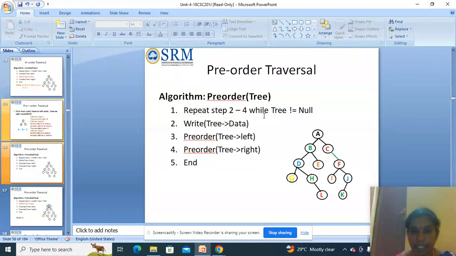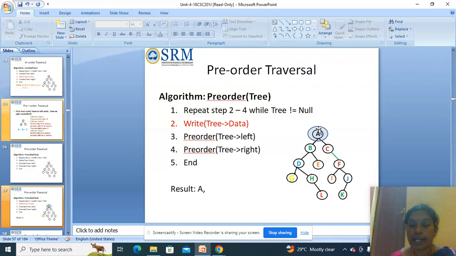First, as usual, check whether the tree is equal to null or not. Then we print the node first, so we write the tree data. Then we do the pre-order traversal of the tree's left, then the pre-order traversal of the tree's right. So this is pre-order traversal. Now we will check with this example. The formula is node, left and right. In this example, A is the node.